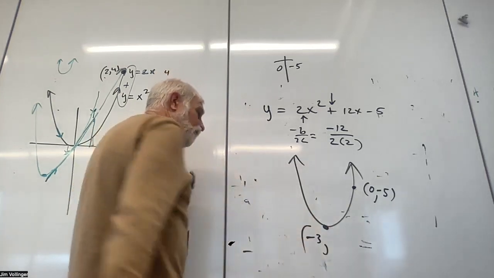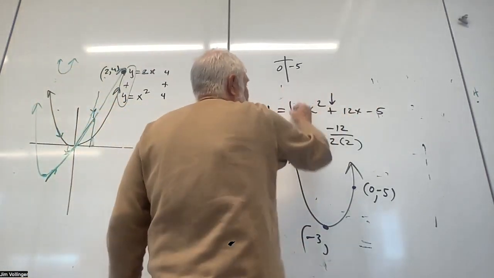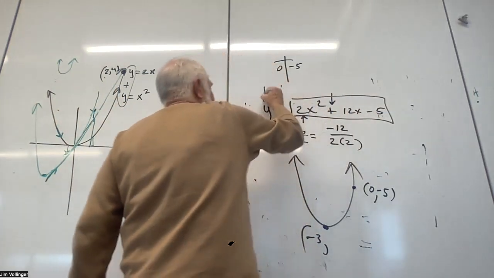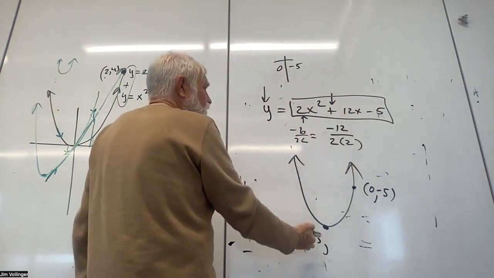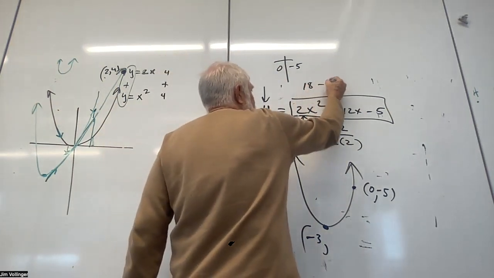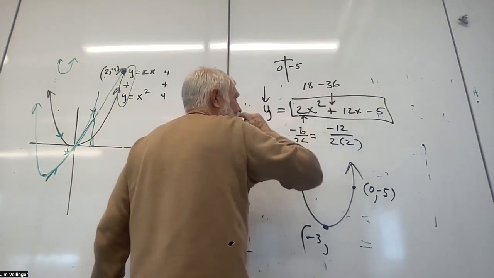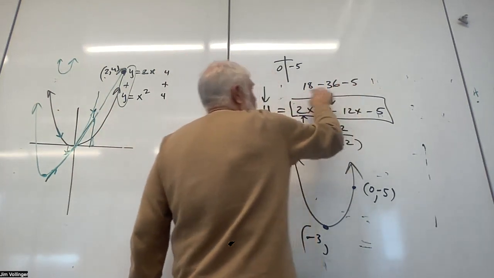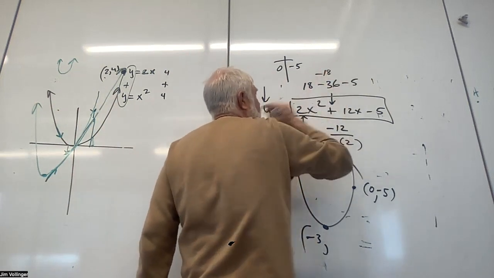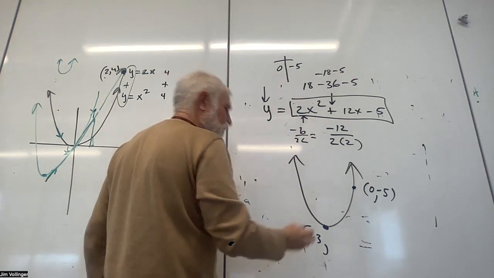Now all I got to do is find that y value. What's that y value? Let's put -3 in because we have an equation that finds y values if I know the x value. -3 squared is 9 times 2 is 18. I know the next number is that, but let's do it anyway. -3 times 12 is -36 minus 5. When you put the first two together, you get -18 minus 5, and that's -23.